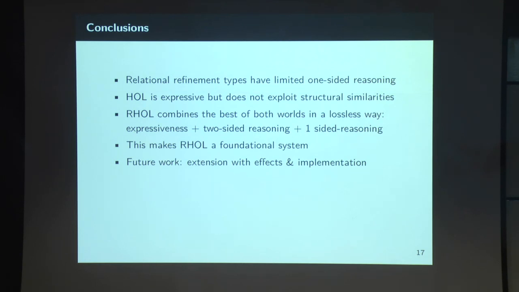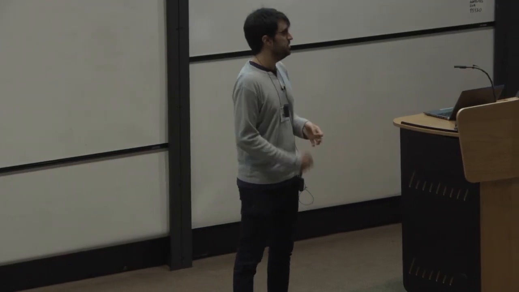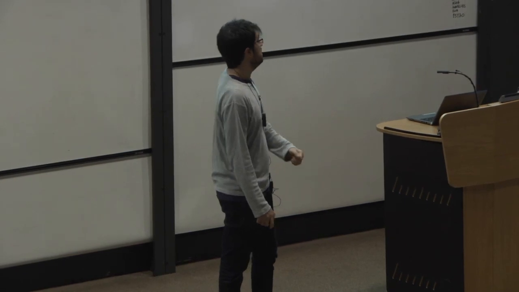And we like to believe that this makes RHOL a good foundational system on which to build relational verification tools. And this is also part of our current and future work. So we're going to extend this with effects, because so far we just have pure lambda terms. And we are also thinking of a way in which we could implement this system to check these properties in a machine.